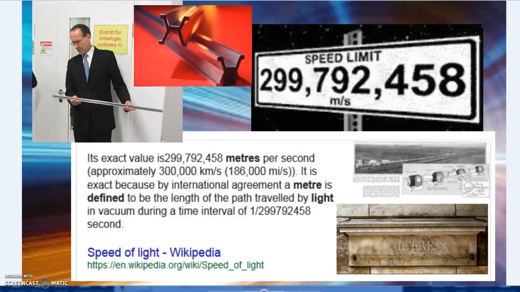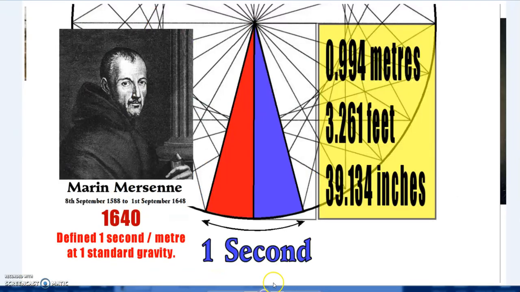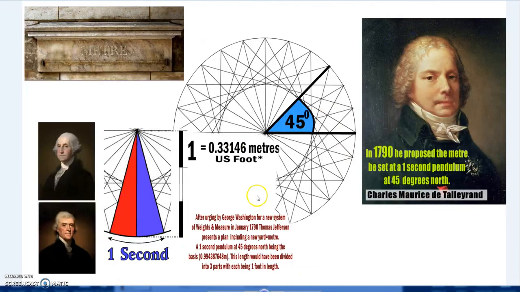The meter prior to that, going back, originally the meter was going to be based on a pendulum that created a 1 second swing. So that would have been 0.99438 meters to be more precise, but this goes back to the 1640s. For instance, Mersenne was one of the first to publish on it. And at standard gravity, that's at 45 degrees north.